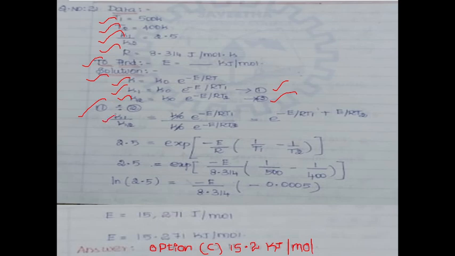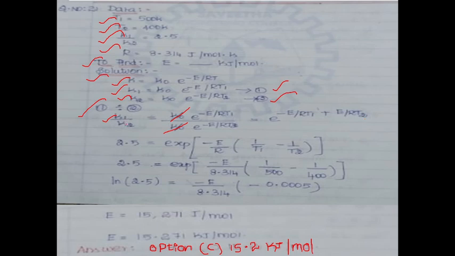K1 by K2 is equal to K0 into e power minus E by RT1 divided by K0 into e power minus E by RT2. Which one cancels here? K0, K0, this is a common term. So e power minus E by RT1 divided by e power minus E by RT2 goes to the numerator as plus E by RT2.